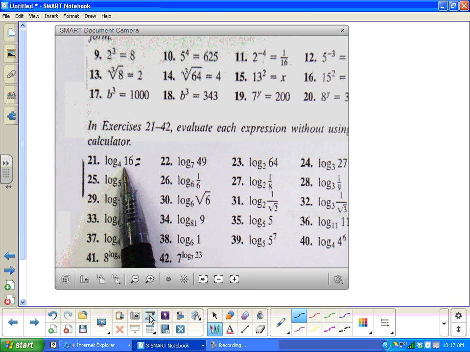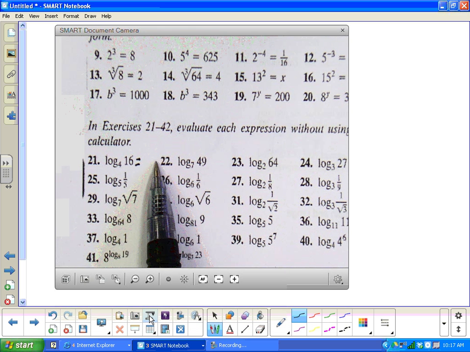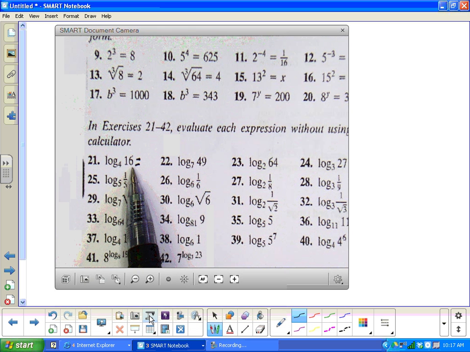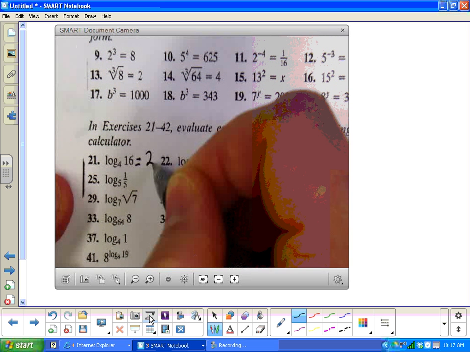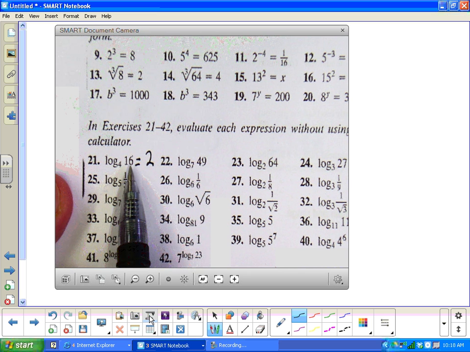Since I don't know that value, I'm going to say what? 4 raised to what power would be 16? 2. Does that make sense? Because 4 to the 2nd power would be equal to 16. Does that make sense now?